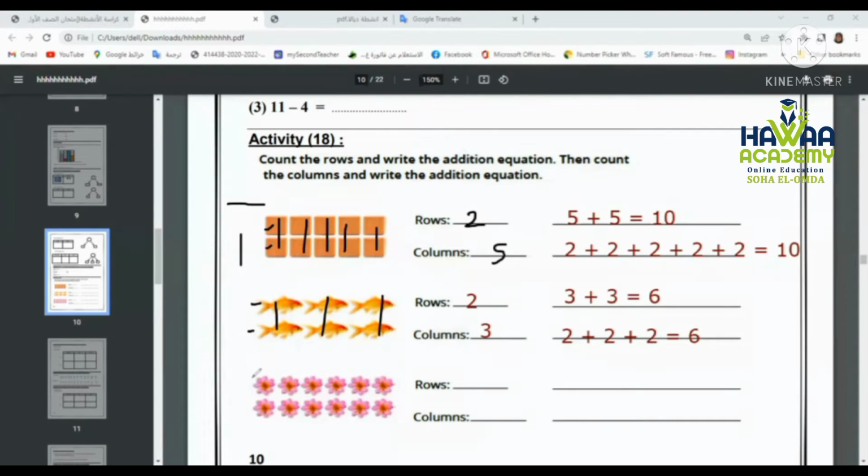The last question here in the page, we have so many rows here. But let's count together. Here we have how many rows? Here is 1 and 2. So we have how many rows? 2 rows. Let's count together. How many columns do we have? Here is 1, 2, 3, 4, 5, 6. So we have 6 columns.